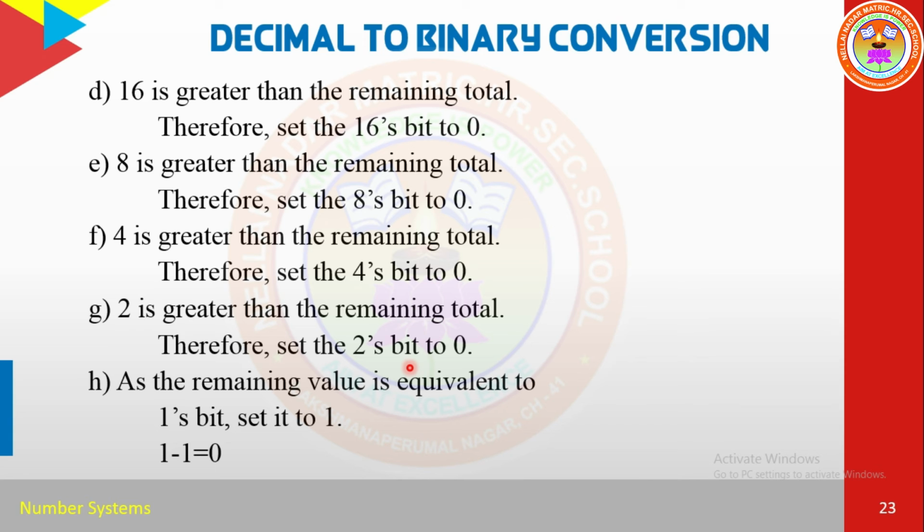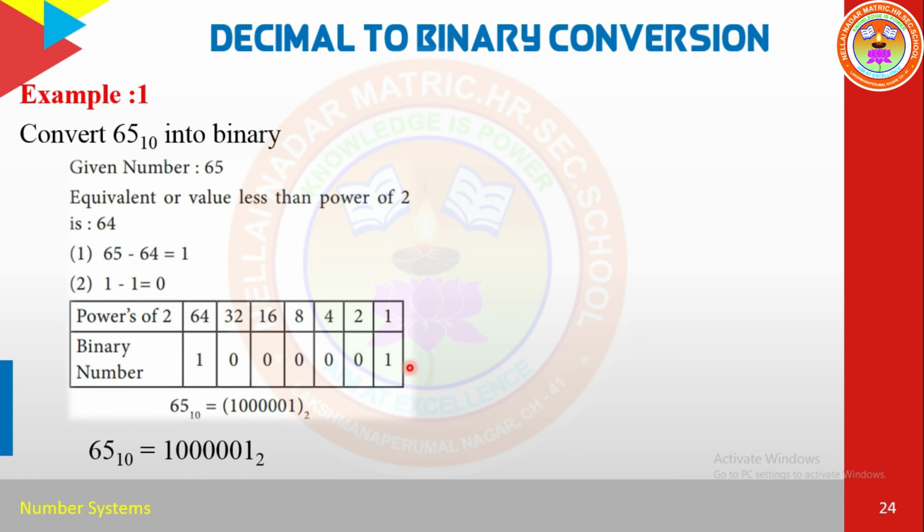So at the very first variable we put the 1 at the 64th position, right? From there, at the last position we have the number 1. In between, all the remaining values are allotted 0. So the final answer is 1000001 base 2. So this is the example.